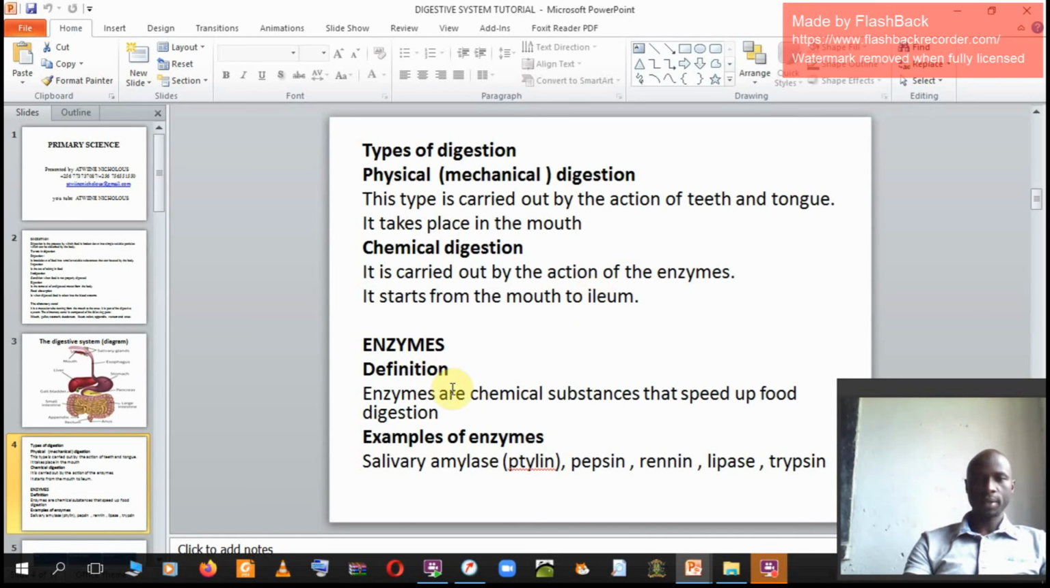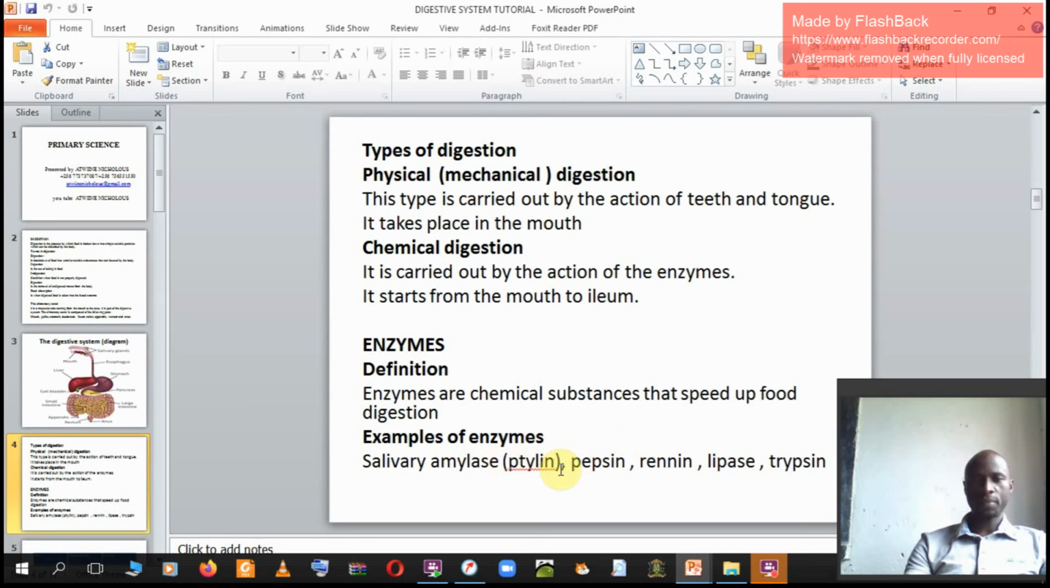We have enzymes, and we define enzymes. Enzymes are chemical substances. They are chemicals. And what is the role of those chemicals? They are meant to speed up food digestion. And we have seen that digestion is the process by which food is broken down. So these chemicals aid in breaking down food. That's why we say they are chemical compounds that speed up the digestion of food.